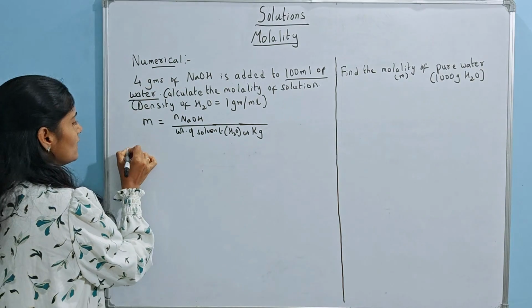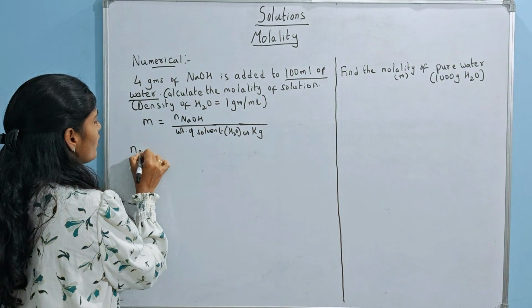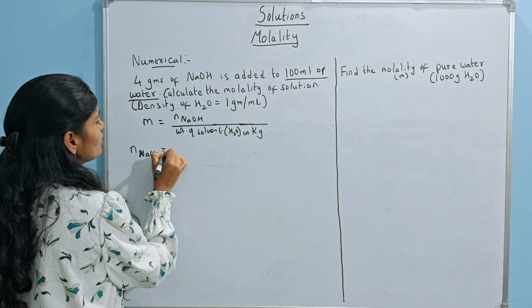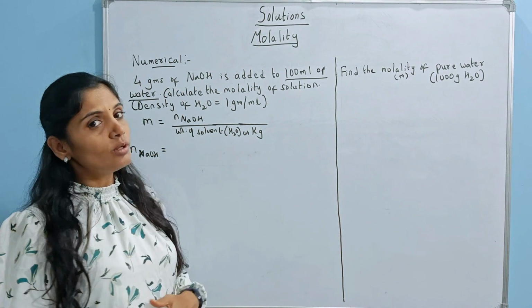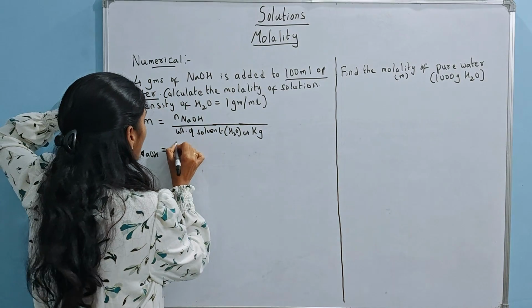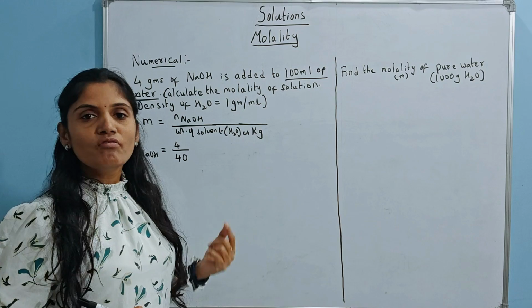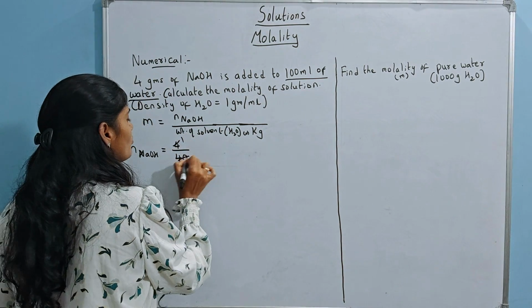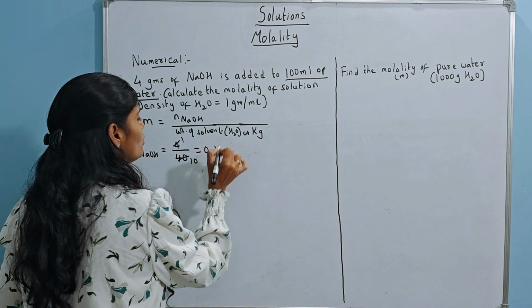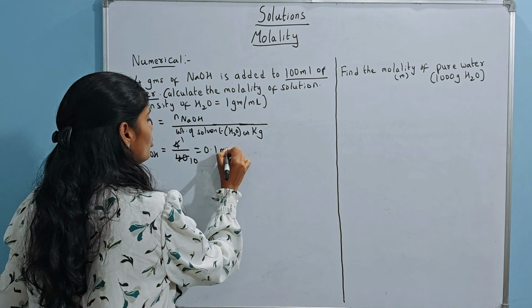Okay, first let us calculate number of moles of NaOH, which is my solute. We'll calculate number of moles in terms of mass. Given mass of NaOH 4 divided by molar mass of NaOH, which is 40. So 1 by 10, that is equal to 0.1 moles.